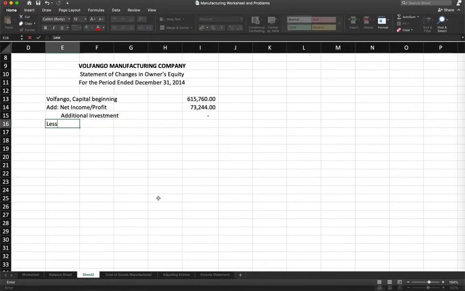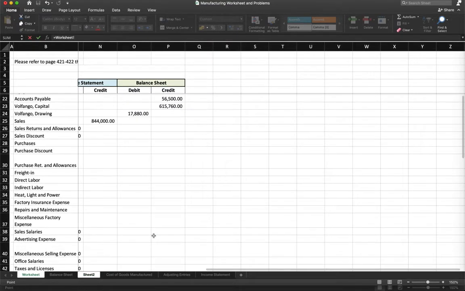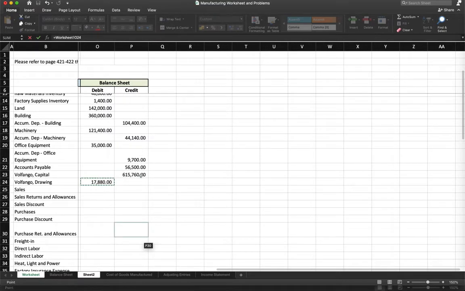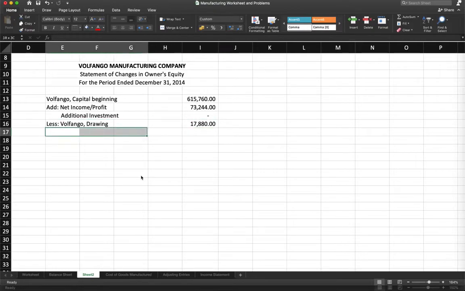Then, less yung Volfango drawing. Diba? Our personal. And then, less, ano pa? Less loss, if any. Pero kung may net income and profit, add na lang yan. So, how much is the drawing? Sa taas, 17,880. Okay? Kaya, magkano ito?